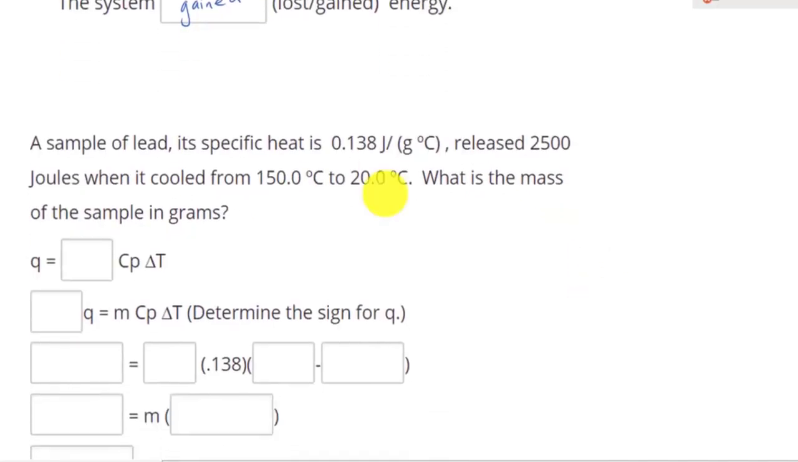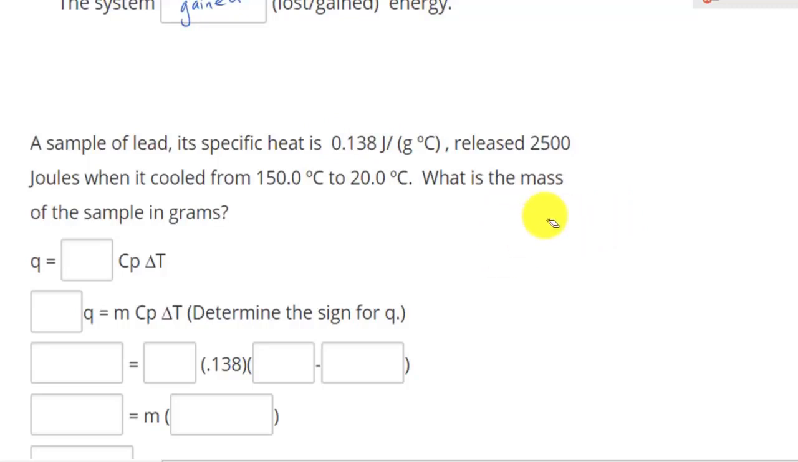Now let's apply these two concepts to solve some problems. Let's try another problem. A sample of lead, its specific heat is 0.138 joule, again over gram times Celsius, releases 2,500 joules when it cooled from 150 degrees Celsius to 20 degrees Celsius. What is the mass of the sample in grams? So this is a hypothetical problem, okay? And again, we are using the same equation, Q equals m c delta T.